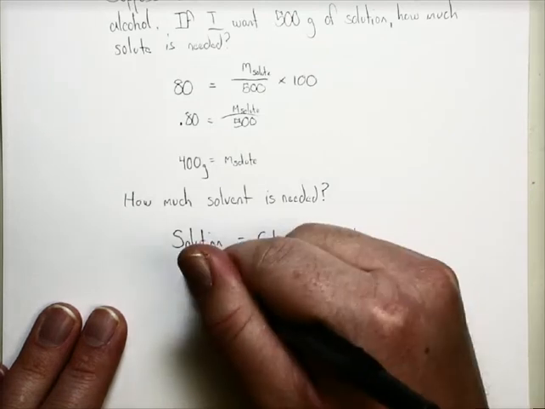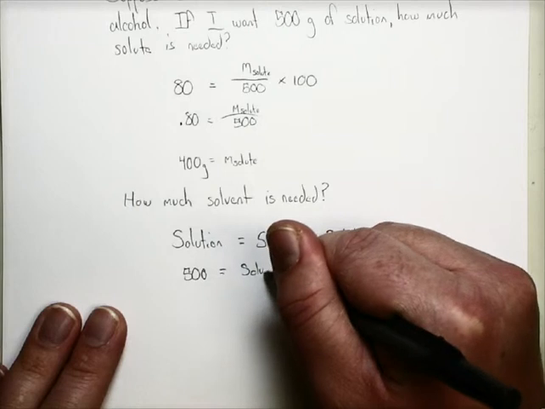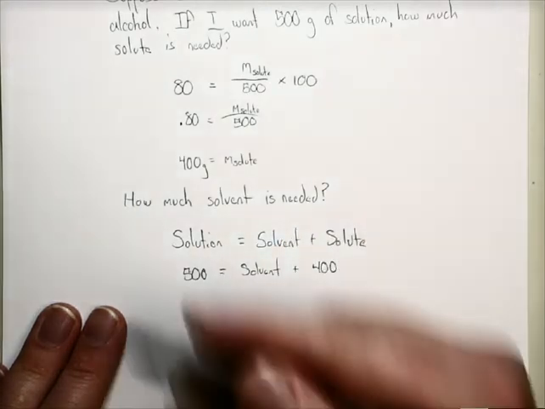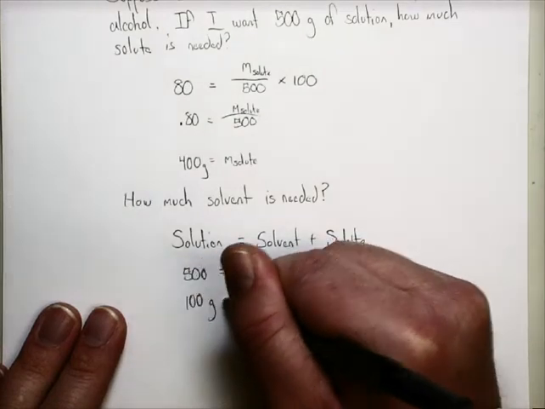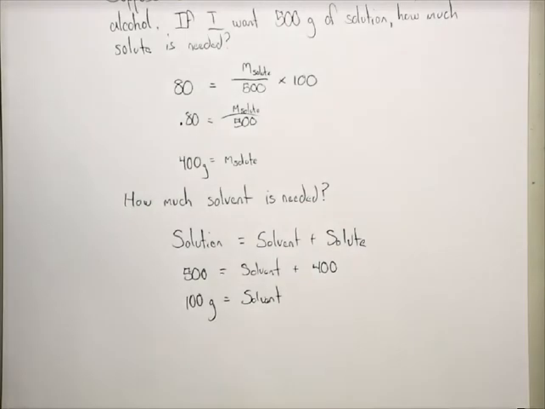So if I just write that out, solution equals solvent plus solute. Replace what I know. I know I have 500 grams of solution. I don't know how much solvent I need, but I know I have 400 grams of solute. Subtract, and we find that I need 100 grams of solvent. Now notice where this gets cool, and think about this in a physical situation: I now know exactly how much stuff I need. If I want to physically create this solution, I go to my cabinet and get 400 grams of alcohol, mix it with 100 grams of water, and I have an 80% solution of alcohol.